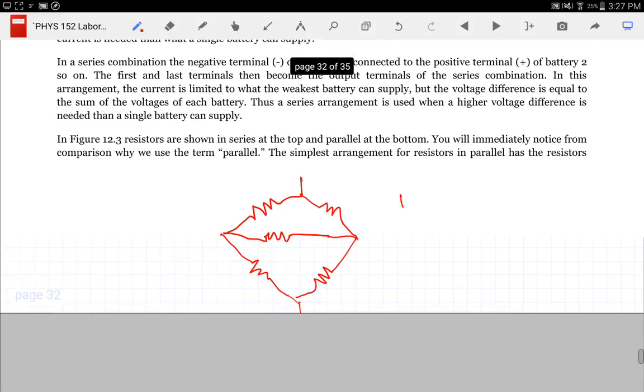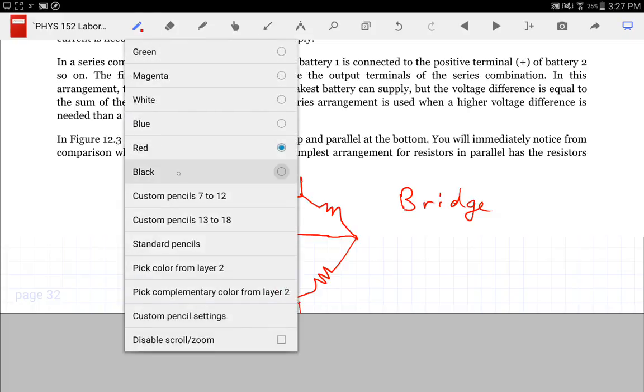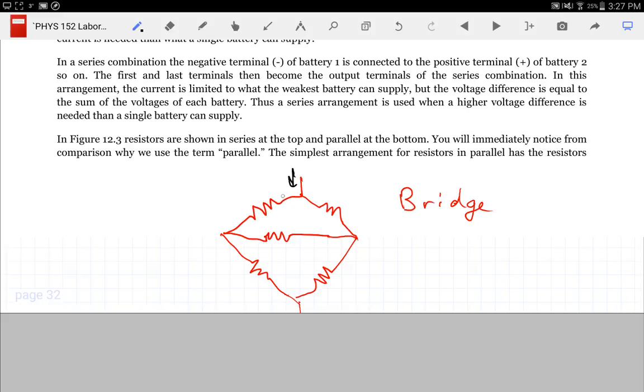This is what we call a bridge. It's about the sloppiest bridge you'll ever see. The answer is, if I have current coming here, it splits like this and this. So the current doesn't have to go from one to another. It means it can't be series.